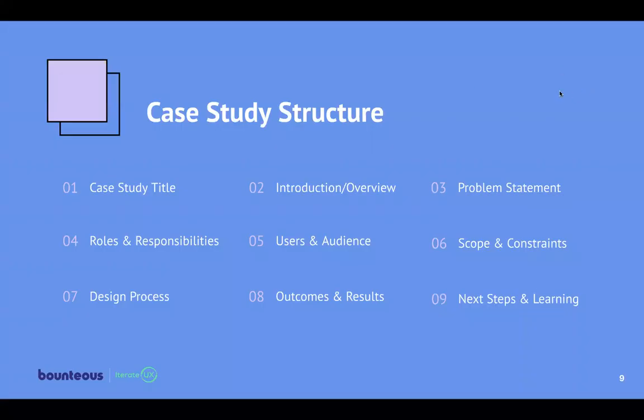Okay, so let's move on to the anatomy of the case study. In a case study, you would be including a title, an introduction or an overview. Sometimes in case studies, the title and overview can be combined. However, they are still two different parts of the case study. A title is equally important as an overview. Then a problem statement, roles and responsibilities, users and audience, scope and constraints or limitations, and then your design process, outcomes, and then your learning. Let's go into detail for each.